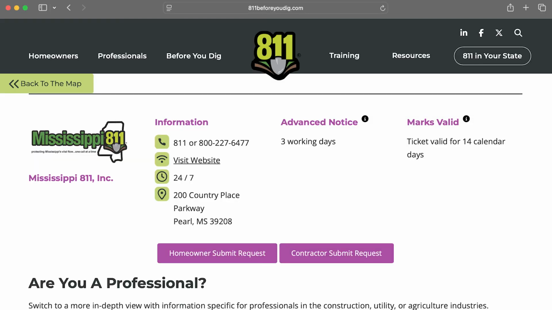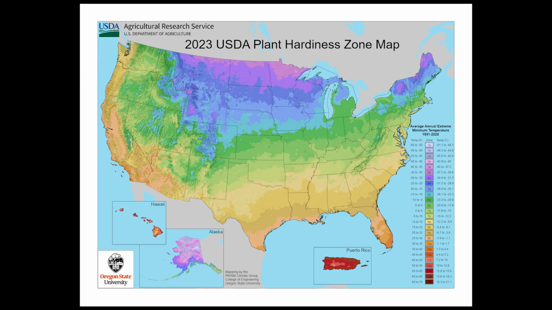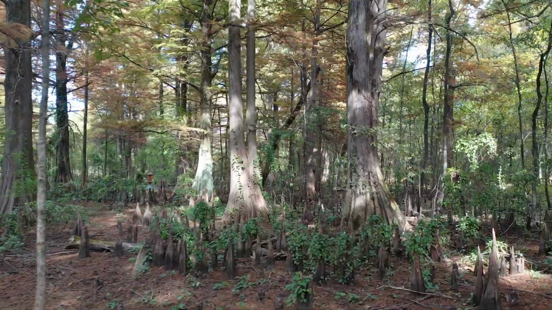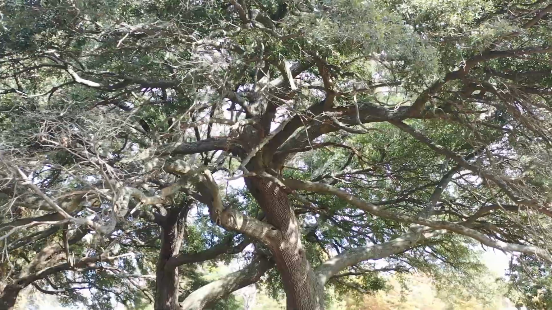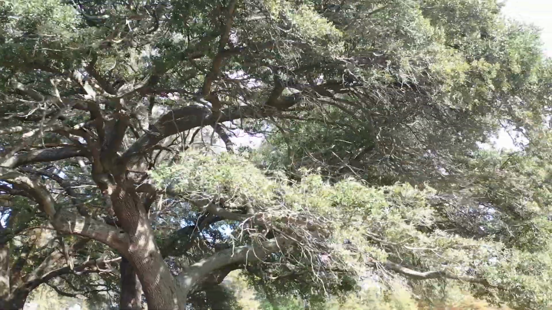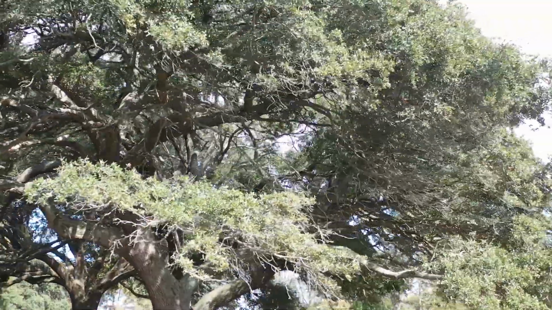It is important to know your hardiness zone and native species. Here in Mississippi, we're blessed with species adapted to our climate, from bald cypress in wetlands to live oaks along the coast. Native trees require less maintenance, support local wildlife, and have natural resistance to regional pests and disease.